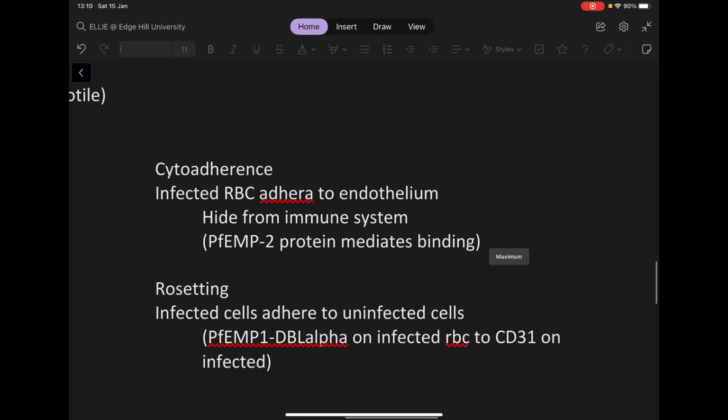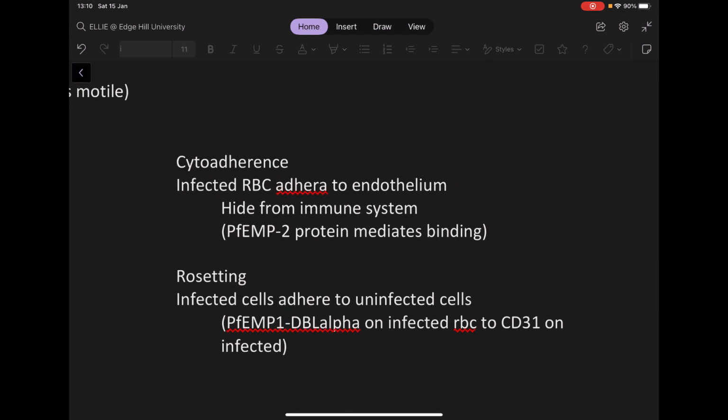There's also a couple of features the Plasmodium causes to the infected red blood cells when it's in us. So there's cytoadherence, which causes the red blood cells that are infected with the Plasmodium to adhere to the endothelium. This lets them hide from the immune system so the Plasmodium can replicate and mature within it.